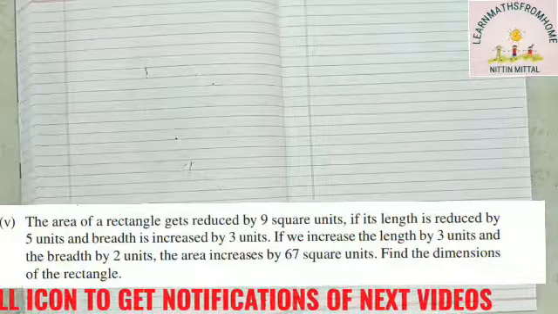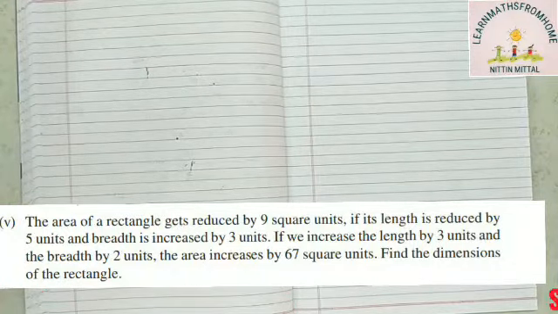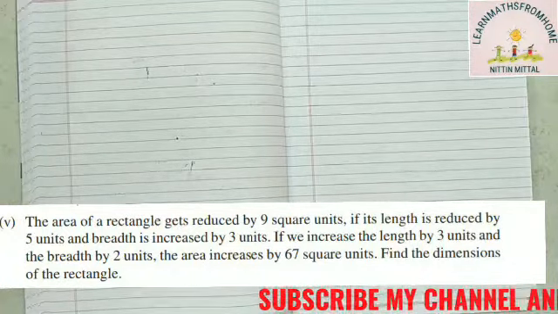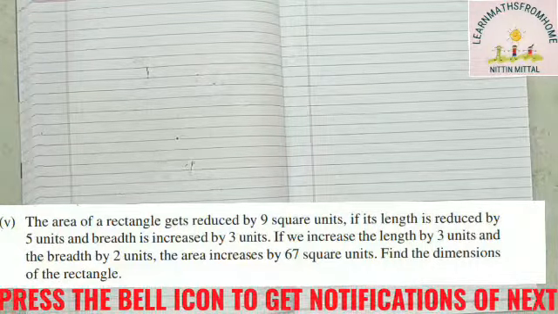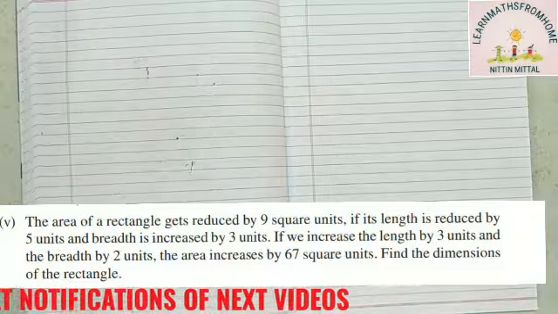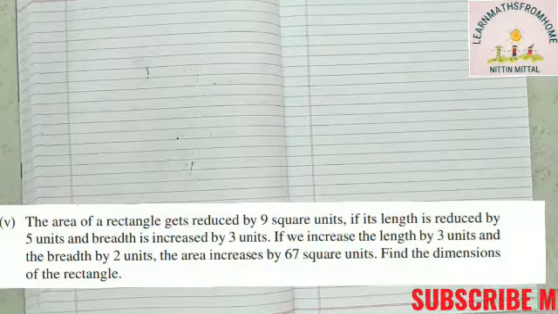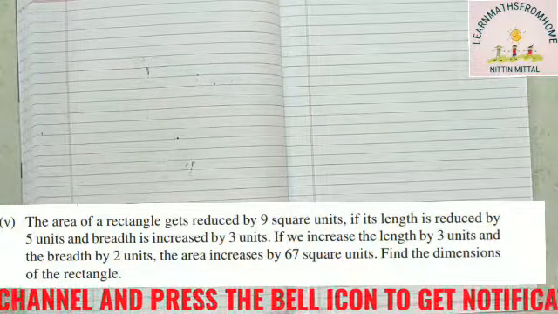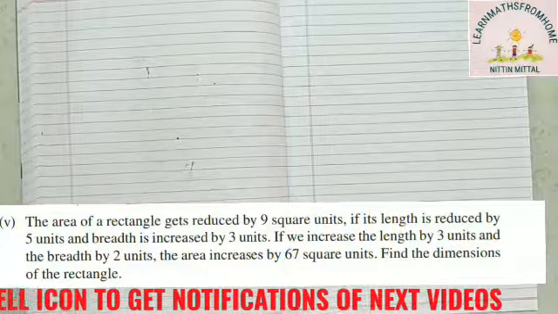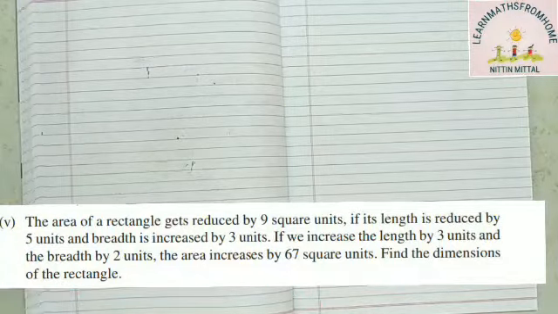Fourth question, fifth part. The area of a rectangle gets reduced by 9 square units if its length is reduced by 5 units and breadth is increased by 3 units. If we increase the length by 3 units and breadth by 2 units, the area increases by 67 square units. Find the dimensions of the rectangle.